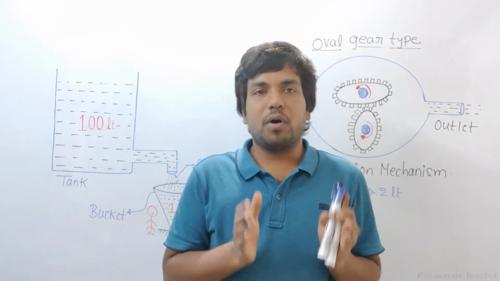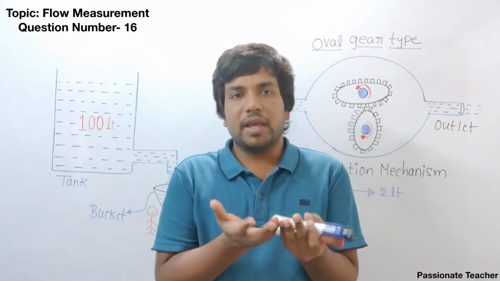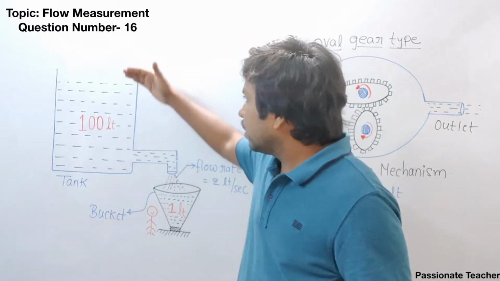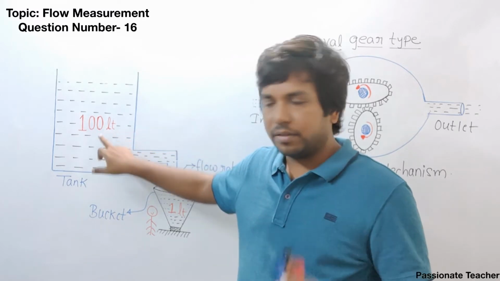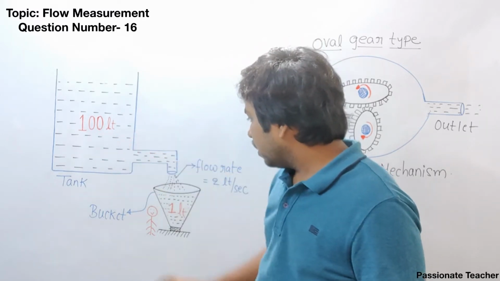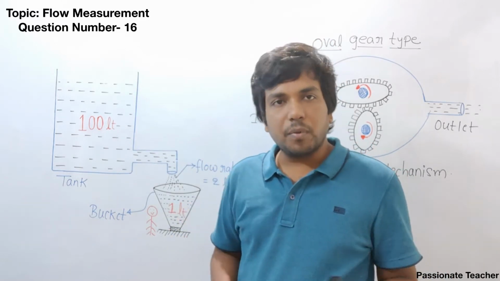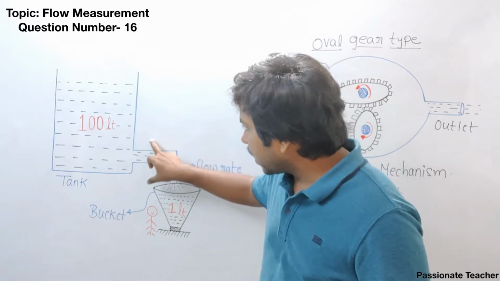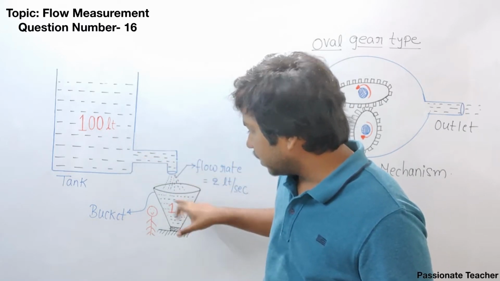To understand the positive displacement type flow meter, first let me explain with an example. Let us consider a tank which has water of nearly 100 liters, and just near to the tank we have a bucket and the capacity of the bucket is 1 liter. Suppose there is a pipe connected at the bottom of the tank which can be used to fill the bucket like this.